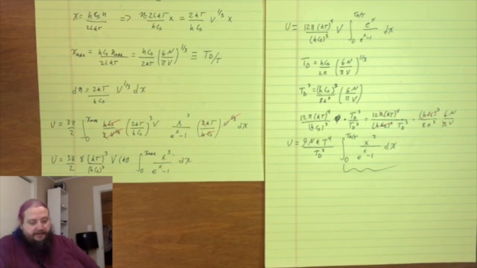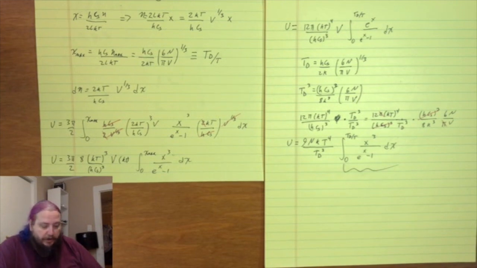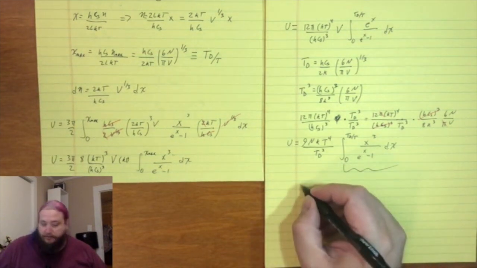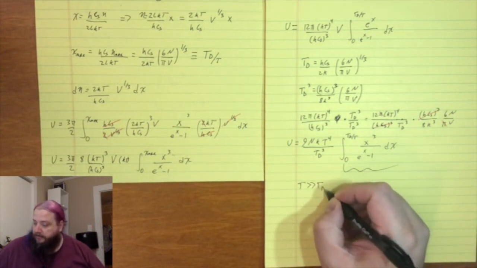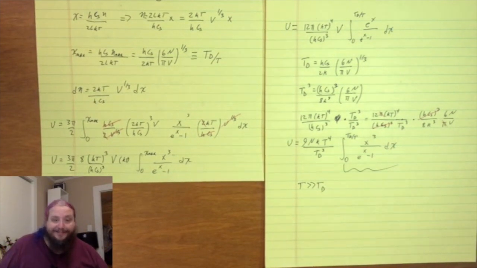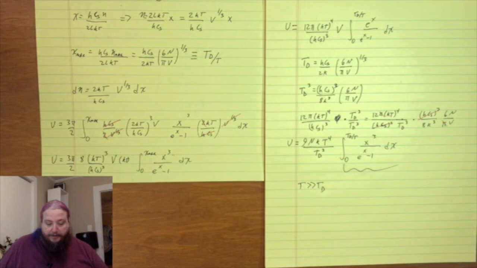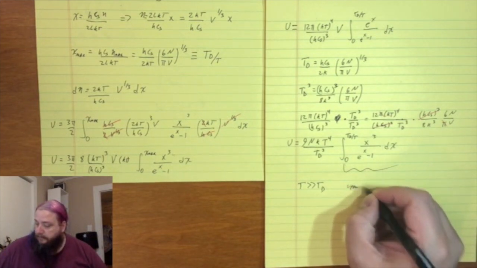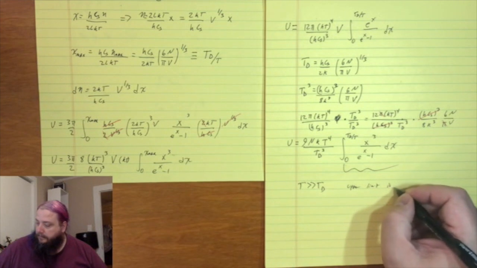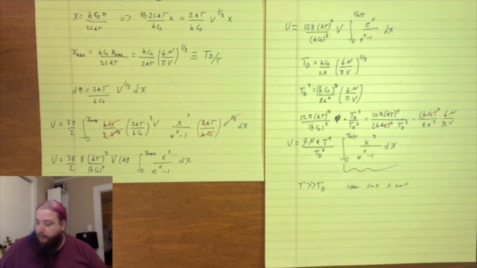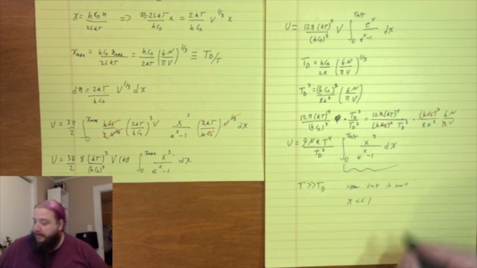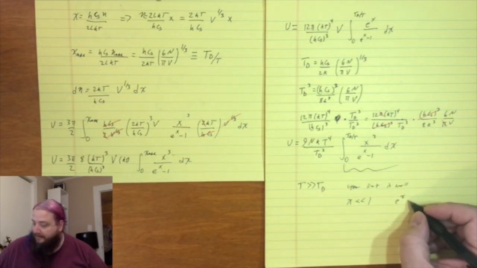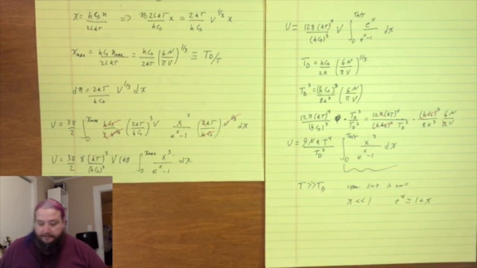Now, that has no analytic solution. We could integrate it numerically, but for high temperatures, if we examine the high temperature limit, such that the temperature is well above this Debye temperature, then the upper limit will be small, and so our x is always going to be a number much, much less than 1, in which case we can approximate e to the x as 1 plus x.